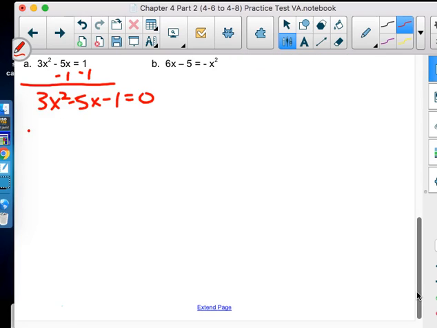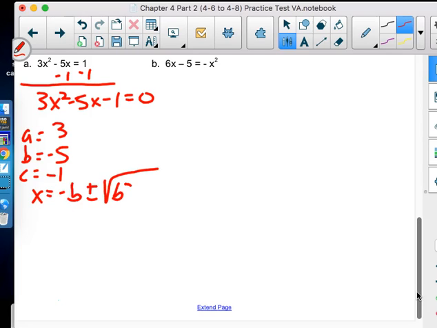Well, then we need to find A, B, and C. What's A? 3. What's B? -5. What's C? Negative 1, and we sing a little song. X equals negative b plus or minus the square root of b squared minus 4ac all over 2a.